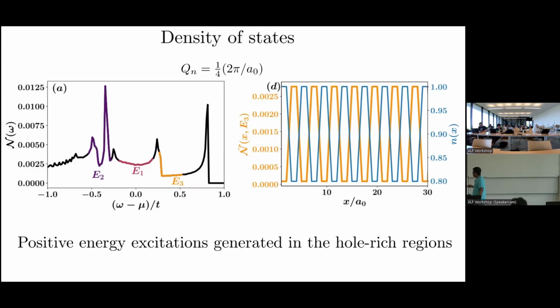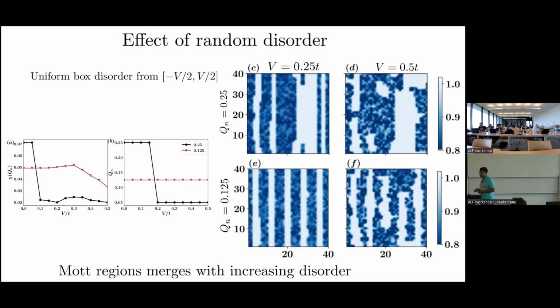So finally, we can also study how disorder affects this kind of stripes that we got.